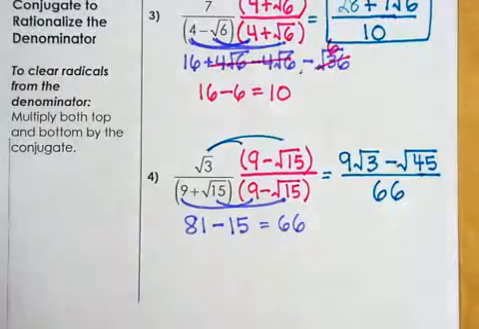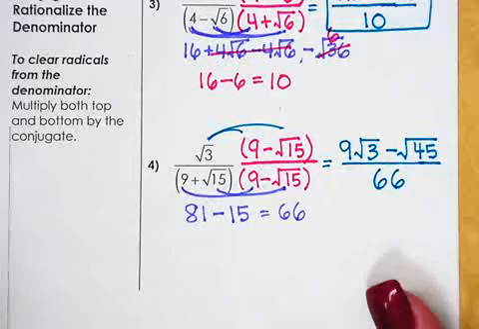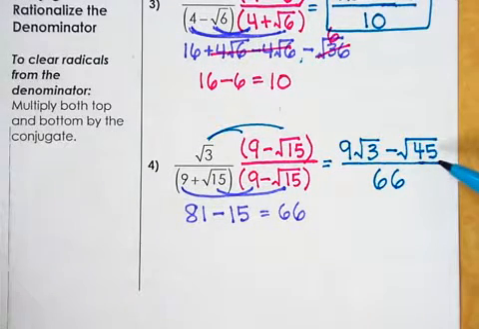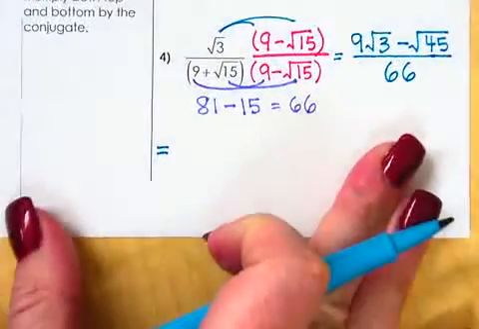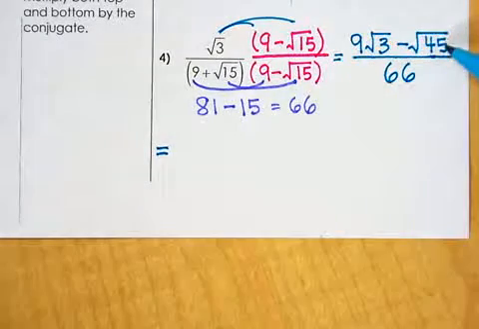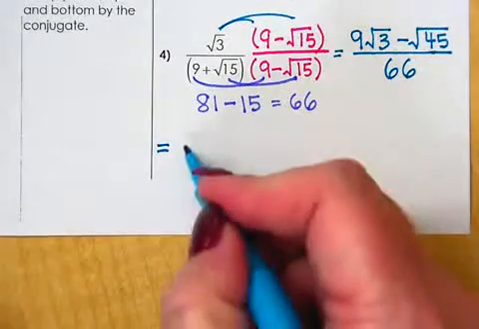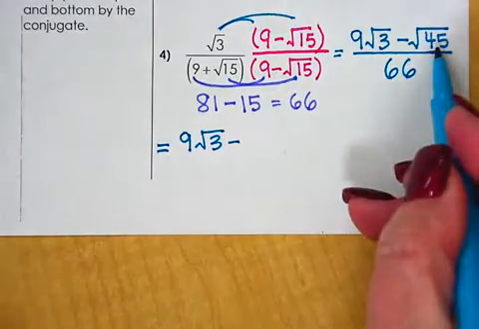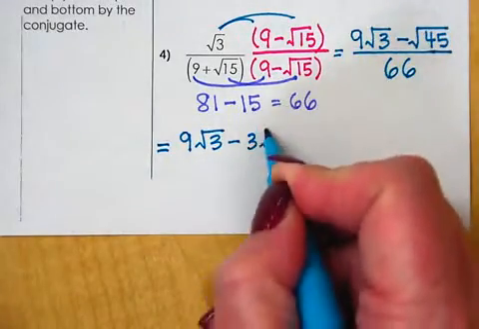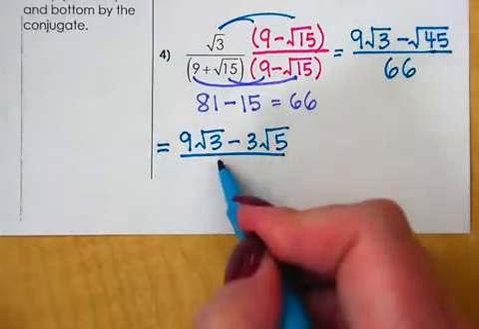Okay, now this problem, this is not my final answer here. There's still some work that can be done. So I noticed that the square root of 45 can still be simplified. So let's go ahead and do that. And we break that down. 45 is 9 times 5, and the square root of 9 is 3. So let me write the first part here. 9 radical 3 minus, so square root of 9 is 3, so it's 3 with a 5 left over on the inside, all over 66.